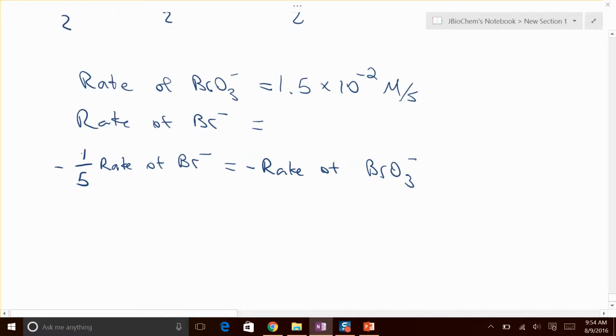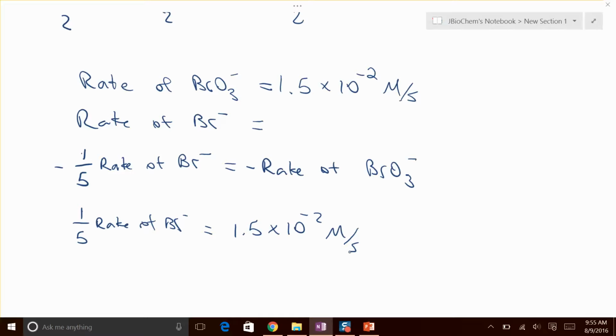So how do I figure it out? I just multiply the rate of BrO3 times 5 because that's what I was given, right? So 1/5 the rate of Br minus is equal to 1.5 times 10 to the negative 2 molar per second, because that's the rate they gave me, right? So I just multiply it by 5 and that will equal the rate of Br minus. Okay?